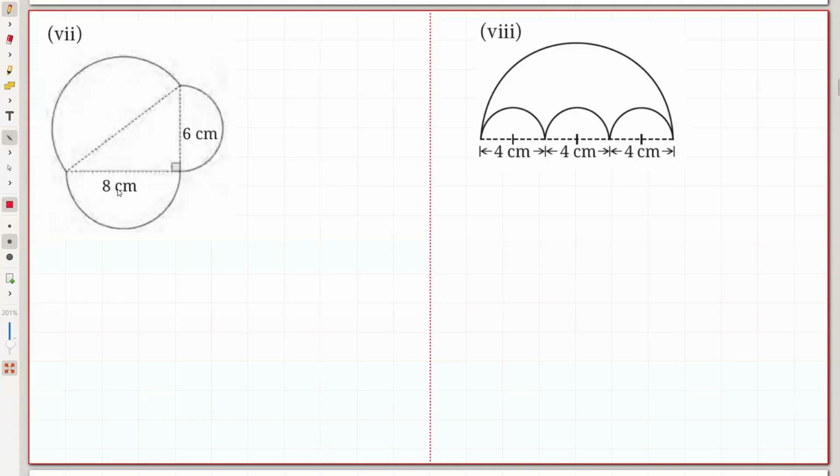Question number 7 is given that one of the sides is 8 and another side is 6. For this semicircle, we can take this as the diameter, and for this semicircle, we can take this as the diameter. But for this semicircle, we don't know what the diameter is, so we have to find it out. They have mentioned this is 90 degrees, box 90 degree. So by using the Pythagoras theorem, I can find out this side.